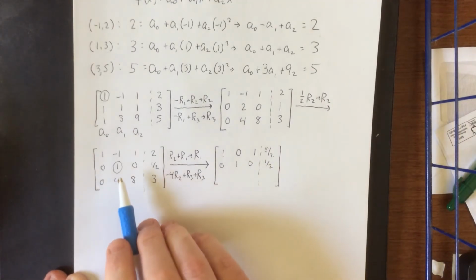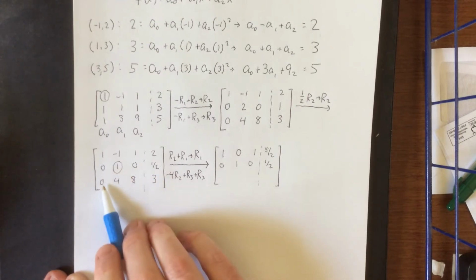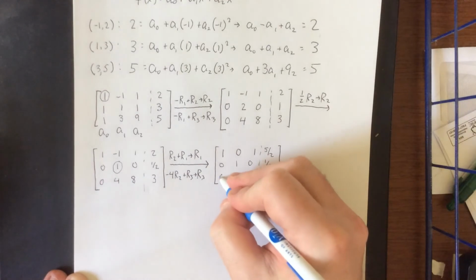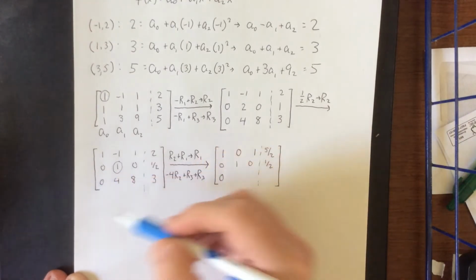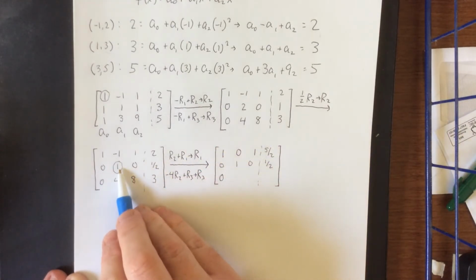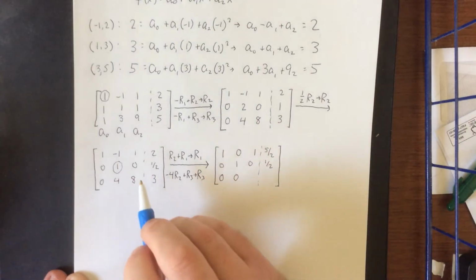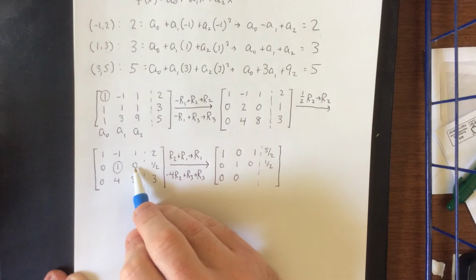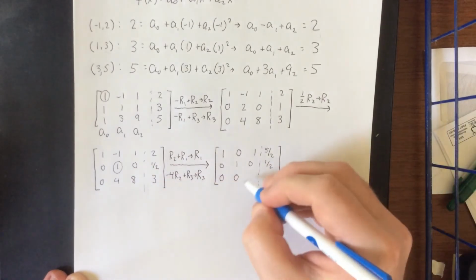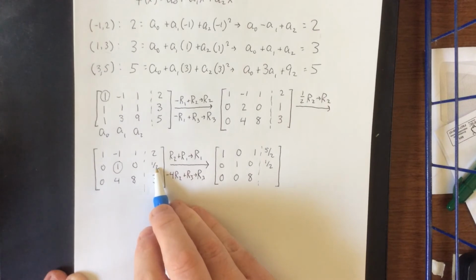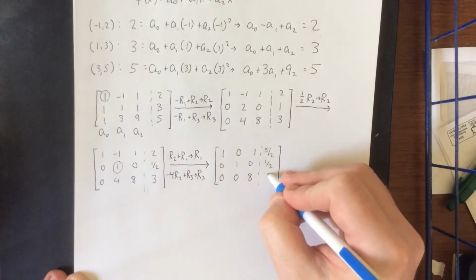And taking -4 times the second row and adding to the third row, -4 times 0, add to 0 will remain 0. That's why we like those zeros there. -4 multiplied by 1, add to 4, we'll get the 0 that we desired. And then -4 multiplied by 0, add to 8, we'll get 8. -4 times 1/2 is -2, add to 3, we'll get 1.